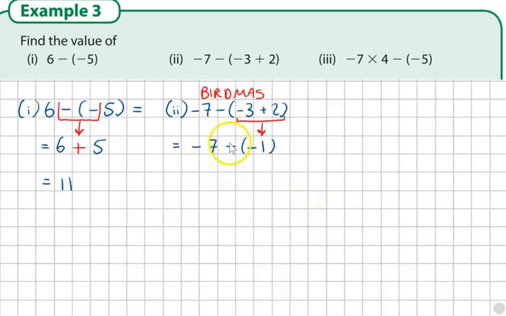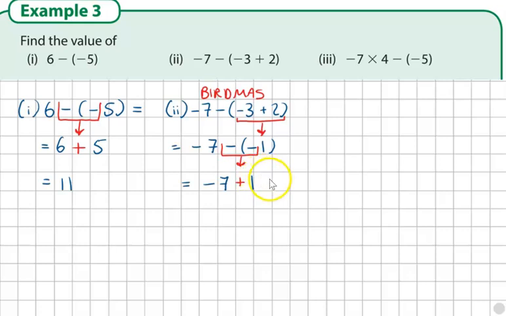So next we're going to work out minus times minus, because following BIDMAS, we would then do indices, which we don't have, roots, which we don't have, division, which we don't have, and then multiplication. So minus times a minus is multiplication. And a minus times a minus gives a plus. So then we bring down the minus 7 and the 1. And minus 7 plus 1.